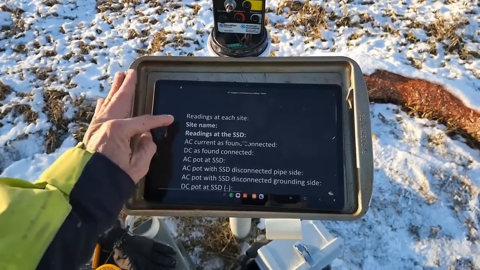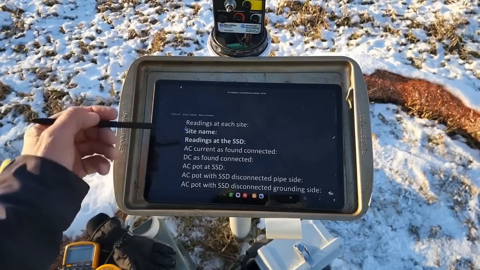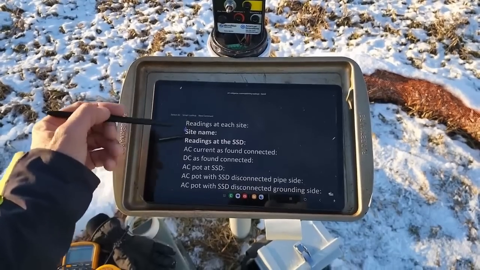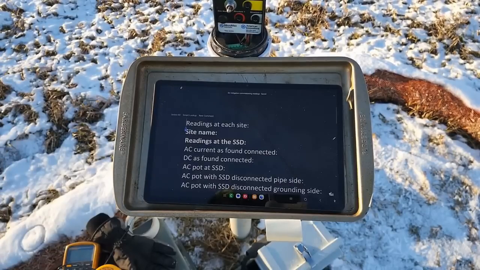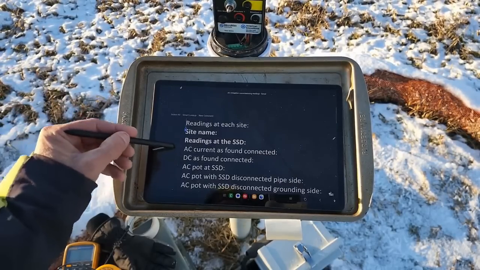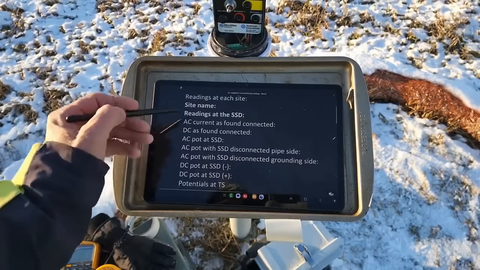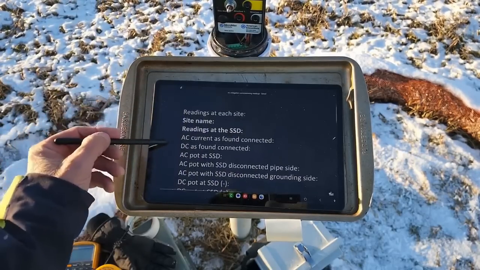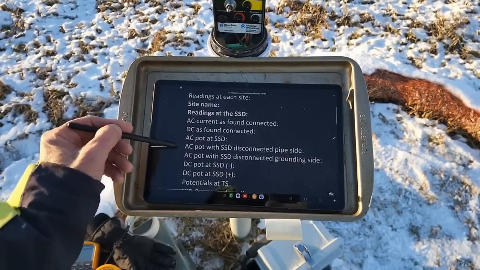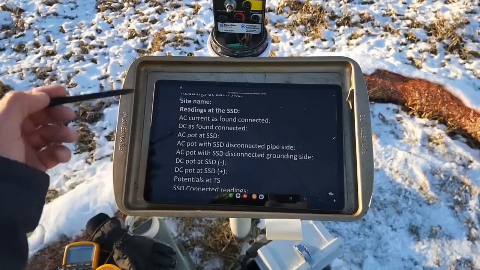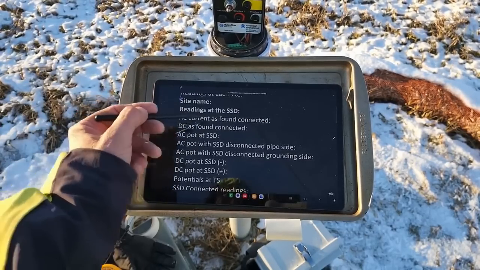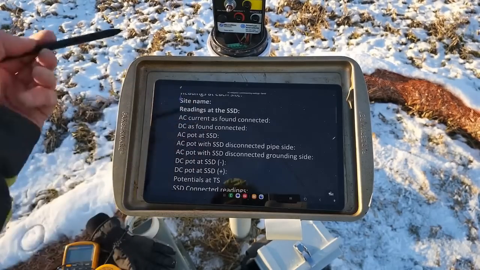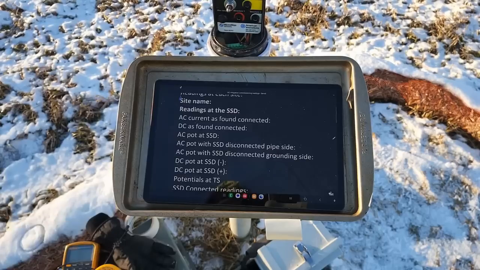We have to record the readings of the SSD in the cold SSD reading. Then we need to measure the AC current as it was found, connected, under normal operating conditions. Then we will measure the 600 as found, but with the SSD connected. After that, we will measure the AC potential on the SSD and what those potentials are. We will measure the AC potential with the SSD disconnected, but on the pipe side.